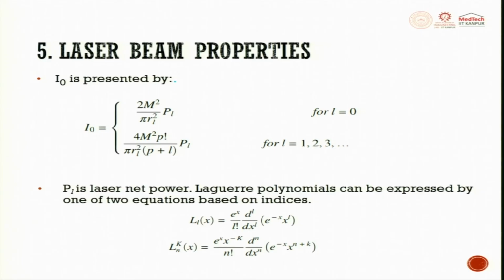So, I naught is represented this way, where L takes a value 1, 2, 3, 4. PL is the net laser power. The Laguerre polynomial can be expressed by one of the two equations like this or like this. In the examination, we will have a small math problem to be solved, such that you figure out what your I naught is.